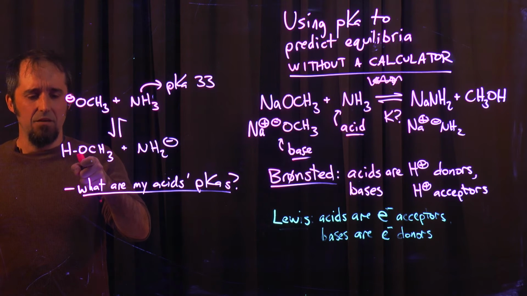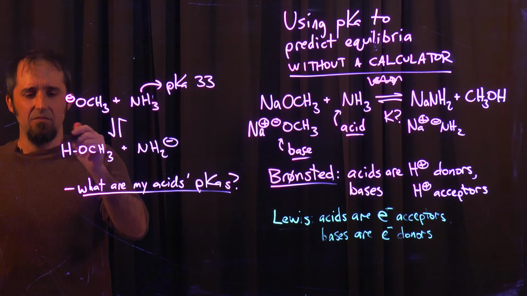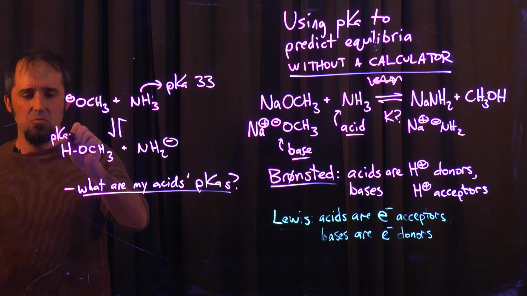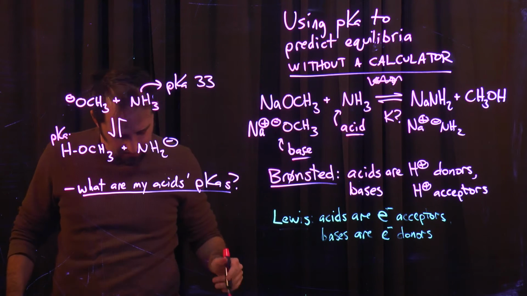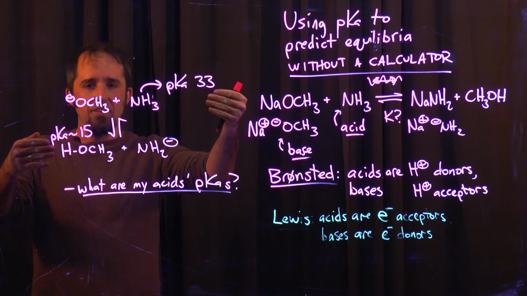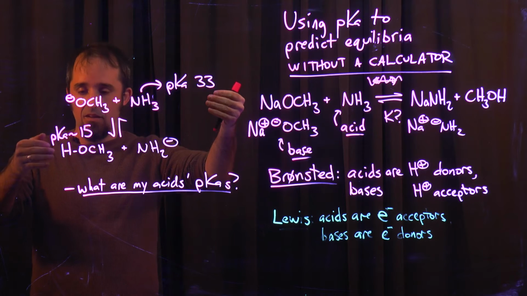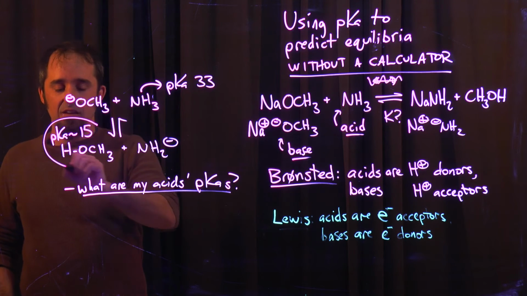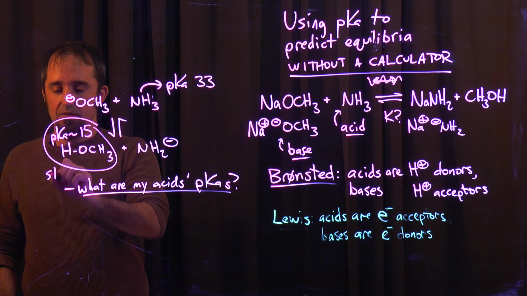What's the pKa of this thing? This is an alcohol. This is methanol. The pKa of this turns out to be about 15. Which is the stronger acid? The stronger acid has the lower pKa. So this one is the stronger acid.